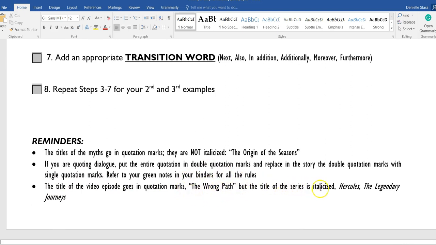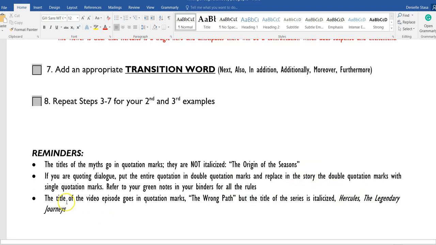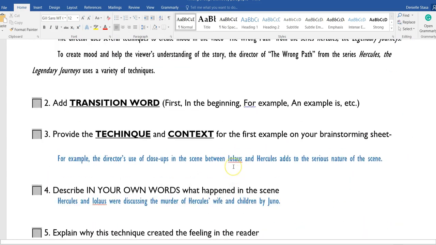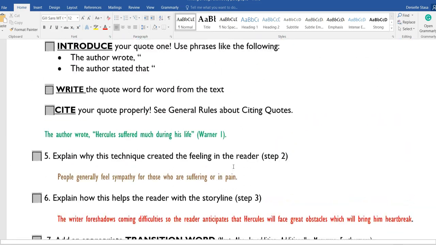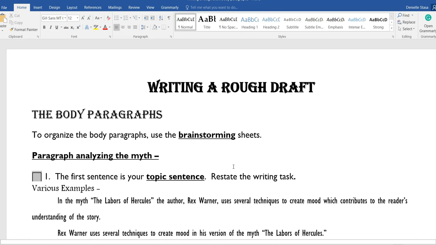The title of the series is italicized like a book. So we look at episodes of a TV series like chapter titles or short stories, and then the whole series would be more like the book. So the name of the series goes in italics, okay? And certainly if you have any questions about any of this, that is why we type in school, why we write it in school. I will be there to help you as you write it up.